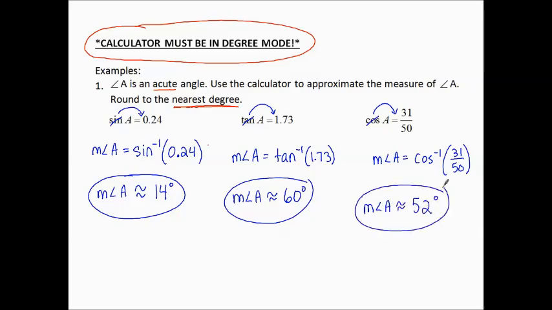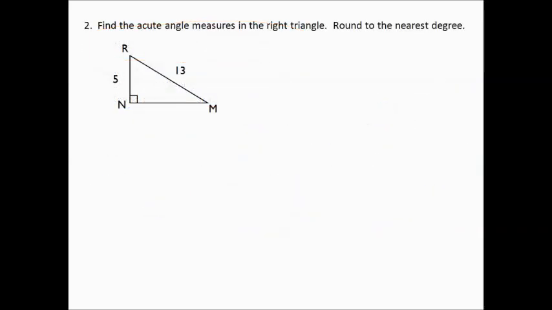Did you get it? Now let's apply it. Find the acute angle measures in the right triangle, round to the nearest degree. I have 2 angle measures that I don't know, R and M. It doesn't matter which one I find first, I'm going to have to find both. Do you have a preference? Did you pick R like I did? Okay, now I know I'm using trig, so let's write SOH CAH TOA on our paper.